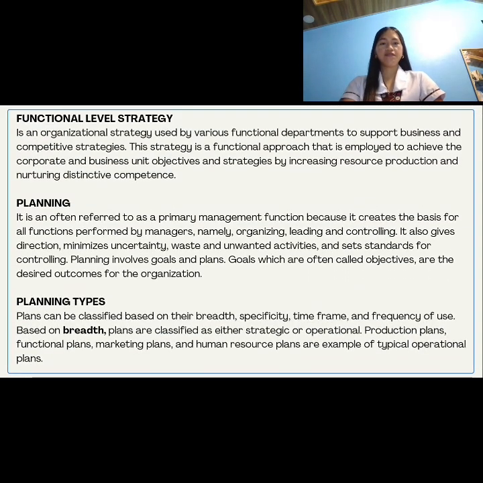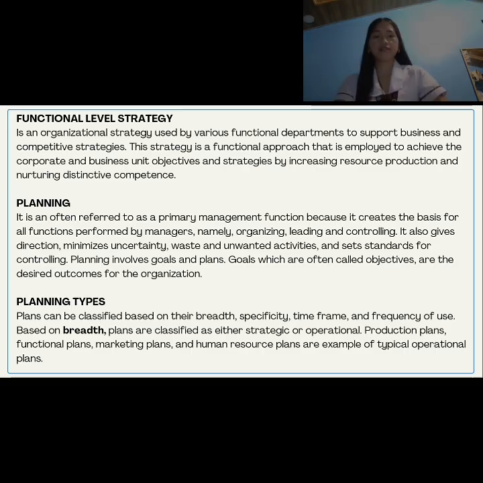So the last level of strategy is the functional level strategy. It is an organizational strategy used by various functional departments to support business and competitive strategies. So nag-focus sa unsaon paggamit sa resources efficiently, pag-improve sa productivity o pag-build sa special skills nga gahatag og advantage sa company. Naadra ang marketing, production o finance.